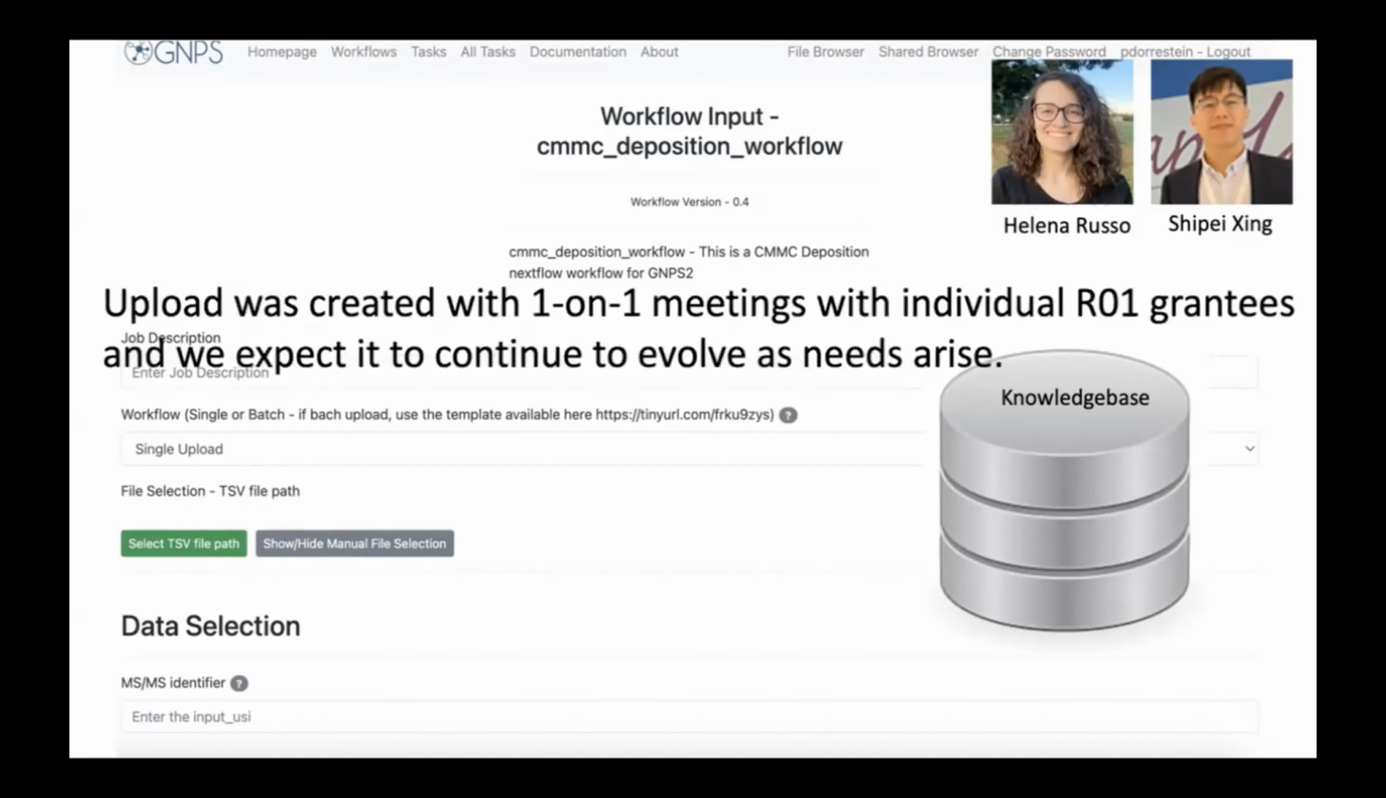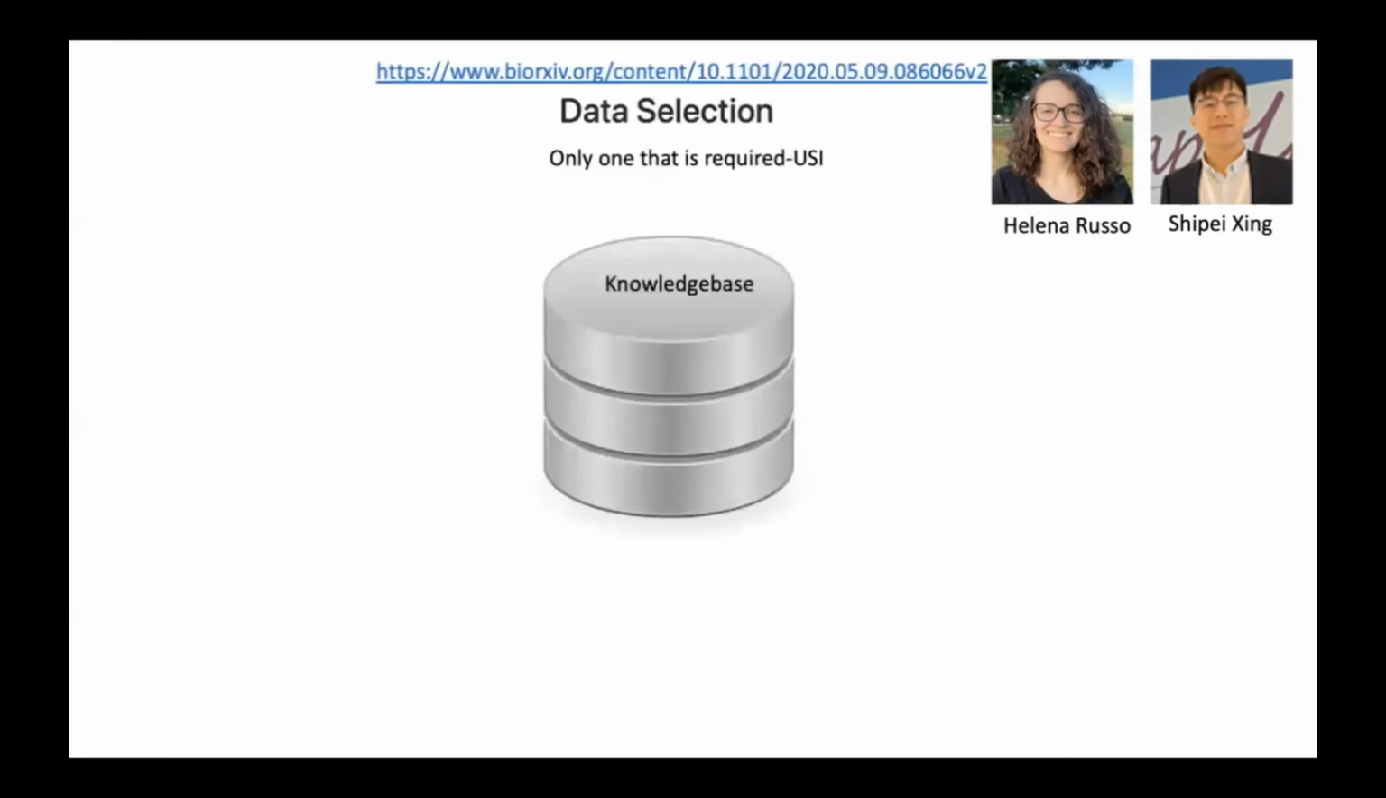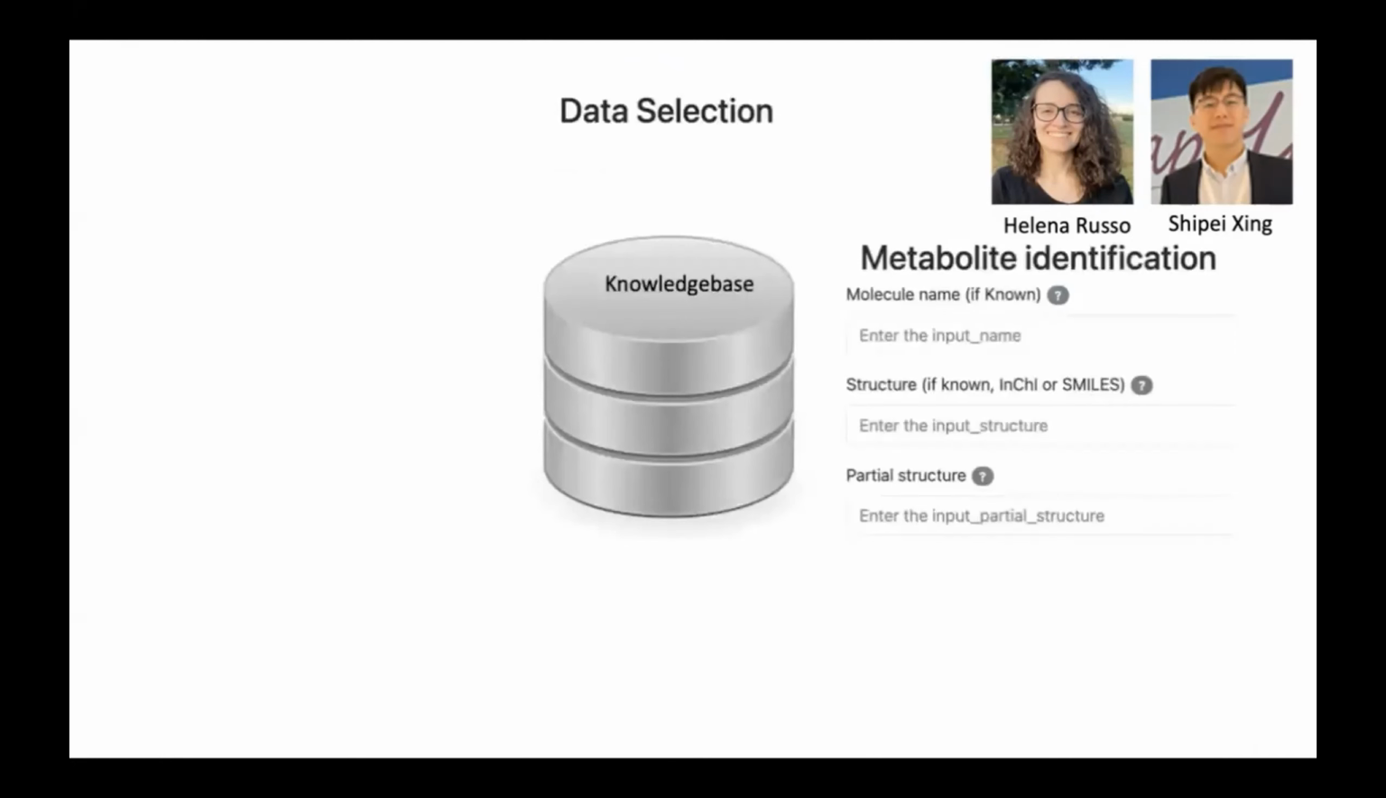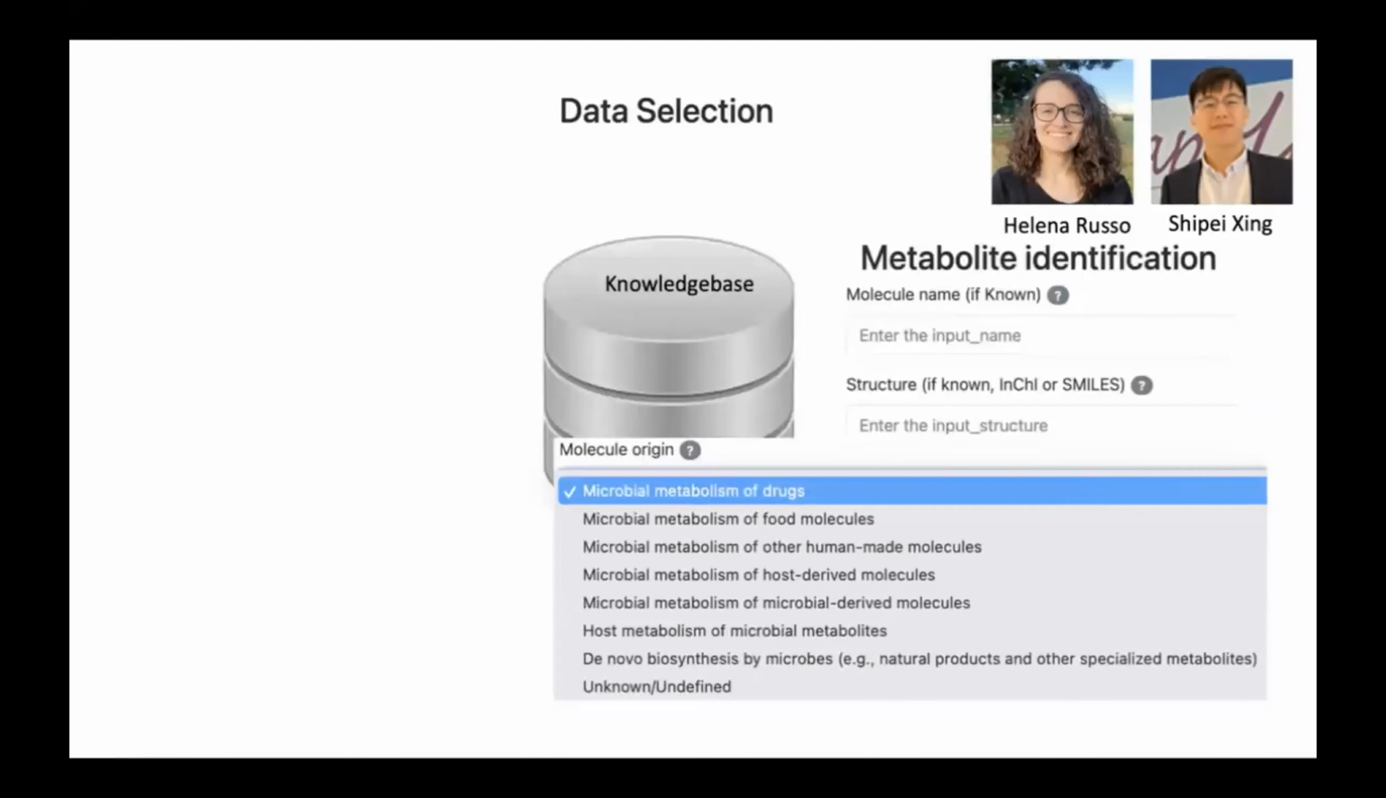This upload portal was created in one-on-one meetings with individual R01 grantees, and we do expect that it's going to evolve as needs arise with the community. As we said, the universal spectrum identifier for a given molecule is required. If you have structural information, you can add that information. You will specify the origin of the molecule, whether it's microbial metabolism of drugs, microbial metabolism of food, human-made molecules, etc.